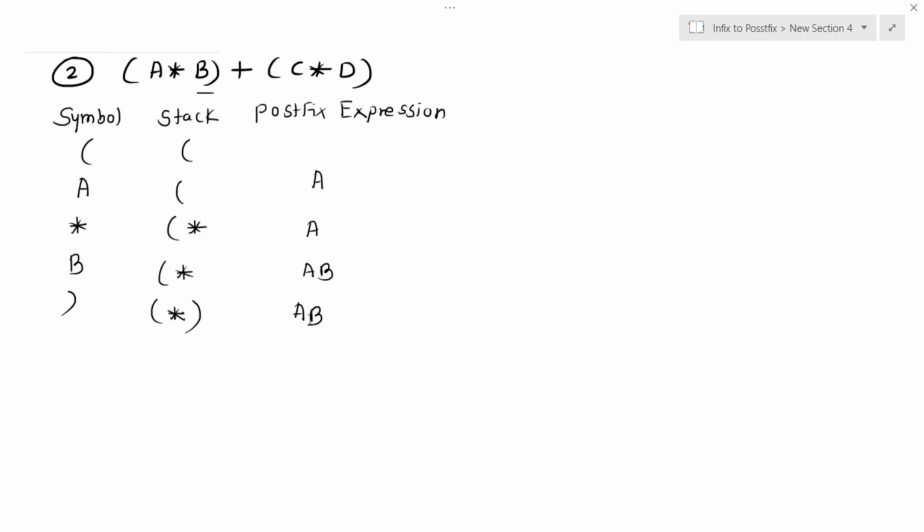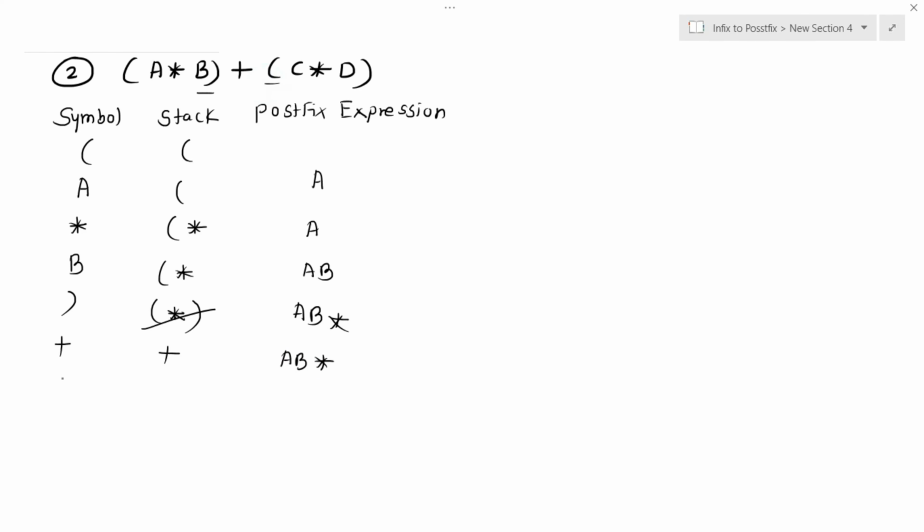So we already discussed the fourth rule. If this type of condition occurs where there is a left parenthesis and right parenthesis, and in between there is an operator, then it gets cancelled, and here we place multiplication. Now the next operator is plus. So plus directly goes into the stack, and here is AB multiplication.